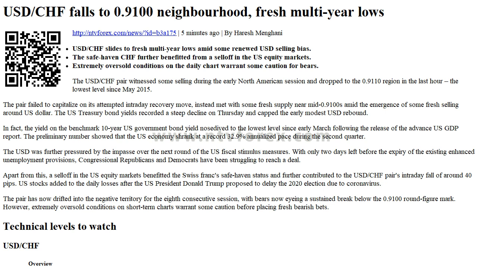Technical levels to watch. USD CHF Overview. Today last price 0.9114. Today daily change 0.0012. Today daily change percent 0.13. Today daily open 0.9126. Trends. Daily SMA 20: 0.9351. Daily SMA 50: 0.9472. Daily SMA 100: 0.9581. Daily SMA 200: 0.9681.